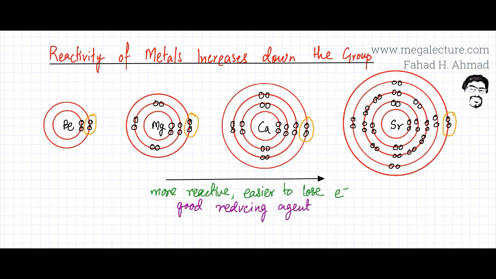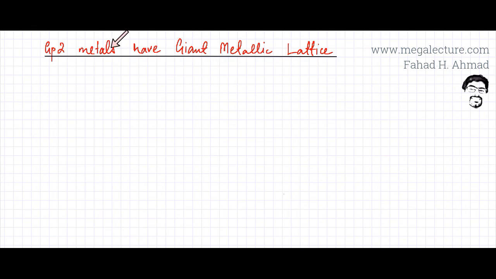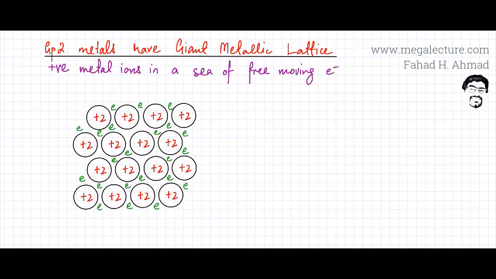So they're good reducing agents, but the reducing power actually increases as you move down the group. What you should know is that group 2 metals form a giant metallic lattice, and they have strong metallic bonds in that giant metallic lattice. What is meant by the term giant metallic lattice is that you have positive metal ions in a sea of free moving electrons. So you have a lattice of positive ions. All the metals would like to lose electrons.